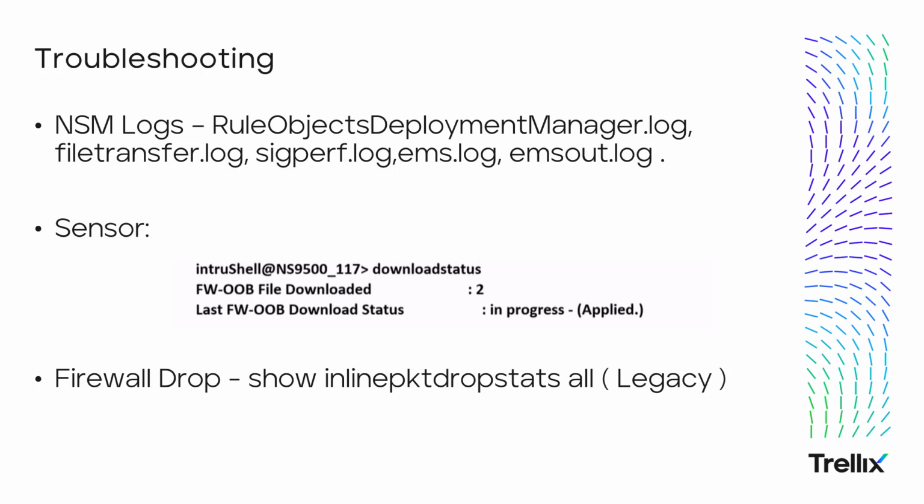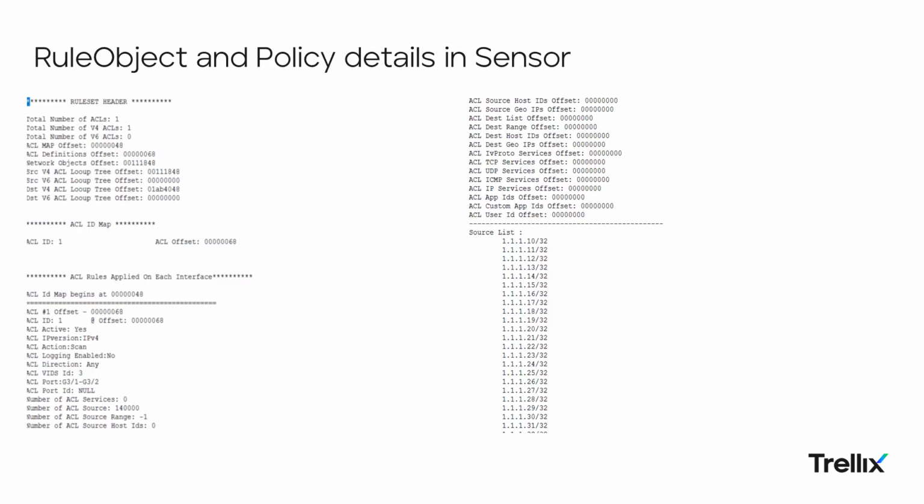These are the firewall and rule object statistics which are retrieved from the binary file generated within the sensor. But this is only used for our internal debugging. It provides information on the firewall policies, the interfaces where they have been applied, and also the details on the rule objects associated with them. This is only for internal troubleshooting.